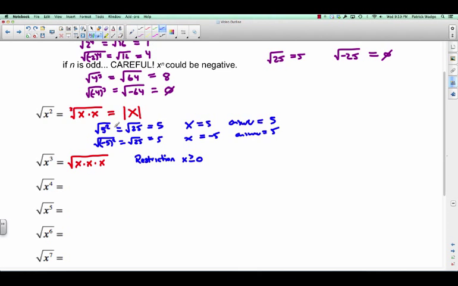Okay, so let's go back to this. We'll talk about restriction again in a second. We've written x times x times x, and we're looking for a pair because there's a little 2 out here, and we've definitely got a pair. There's our pair.